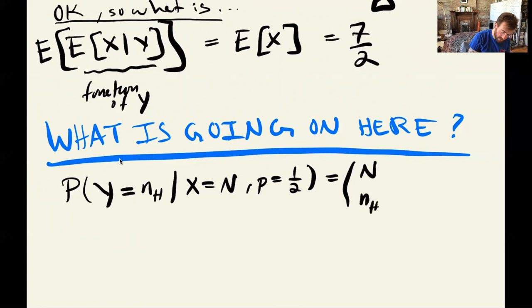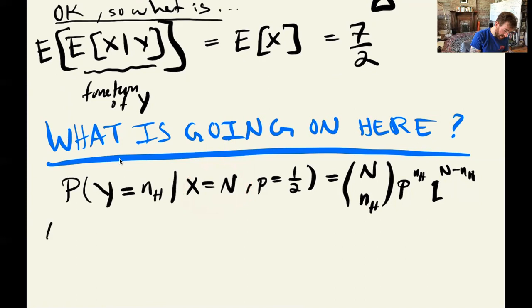Capital N choose little n sub h times p to the little n sub h times q to the capital N minus little n sub h. This is our usual binomial formula. But what we also considered was what happens when we sort of flip things around. And let's say we know that the number of heads was 2, and we want to now get information about what was capital N. This is also what we call little x.